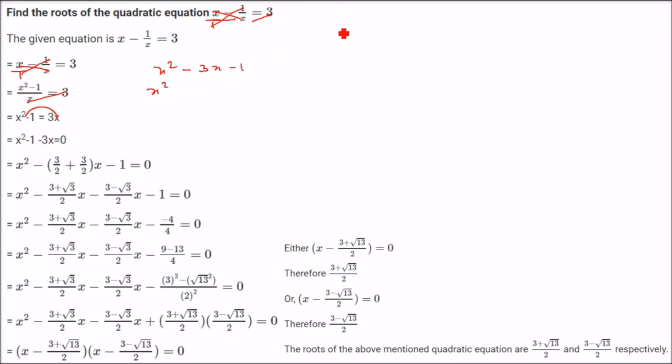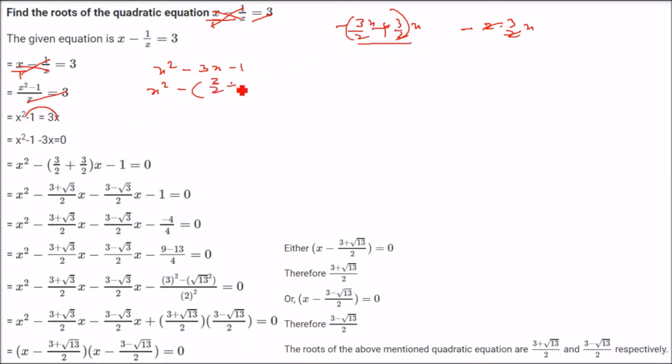So I am writing this minus 3x as minus 3 by 2x minus 3 by 2x. See, minus 3 by 2x and minus 3 by 2x, if you add them, it will be minus 2 into 3 by 2x. It will be minus 3x only. So I can write it as minus, I can take a minus common and plus inside.